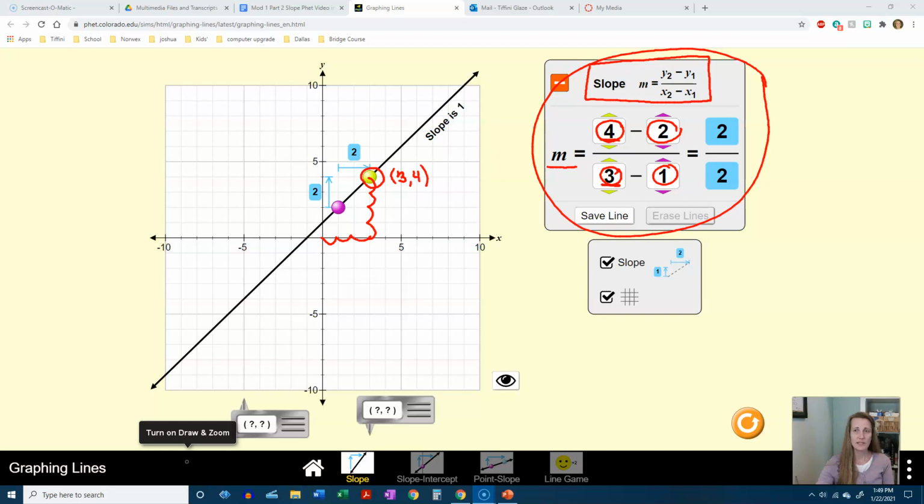And notice they do the calculations for you. Slope is rise or change in y, so 4 minus 2 is 2, over run, 3 minus 1 is 2. 2 over 2 is 1. And then we're also going to give you that slope right here on your graph. The slope is 1. On the Phet activity, you'll be able to move around these dots, this purple dot and this green dot, in order to change your graph.